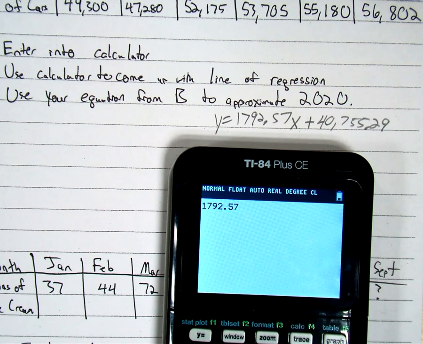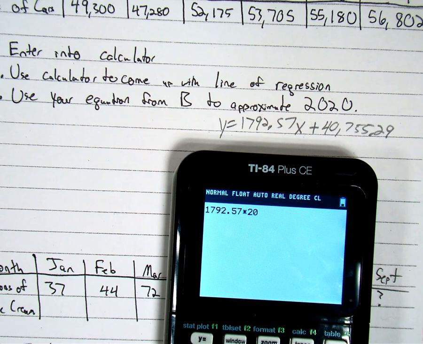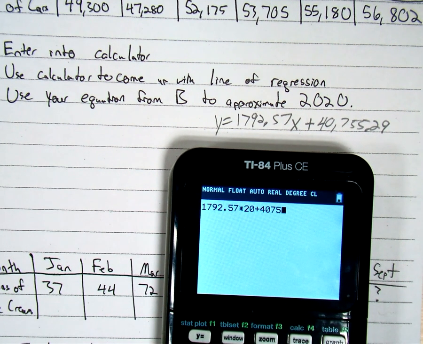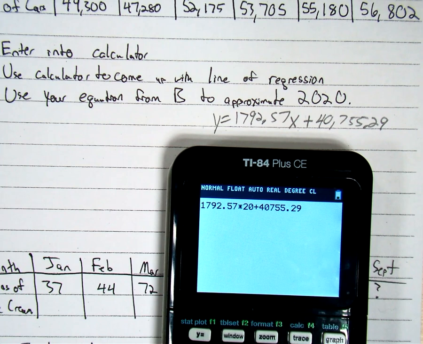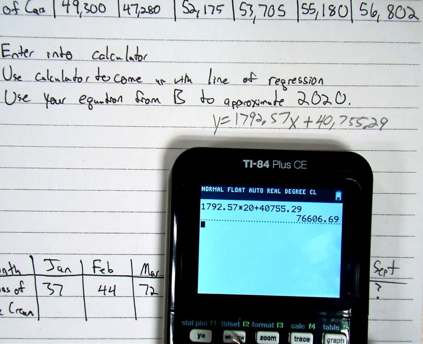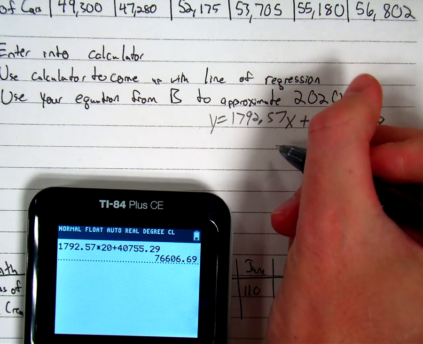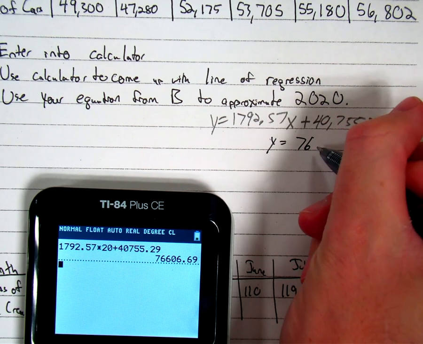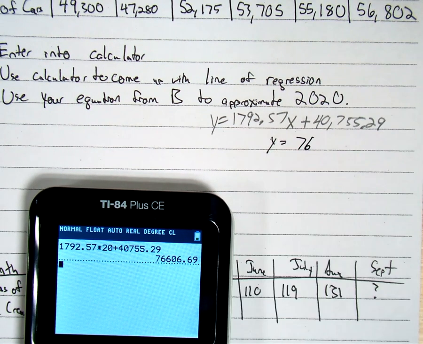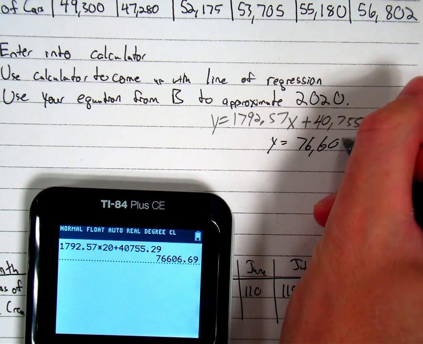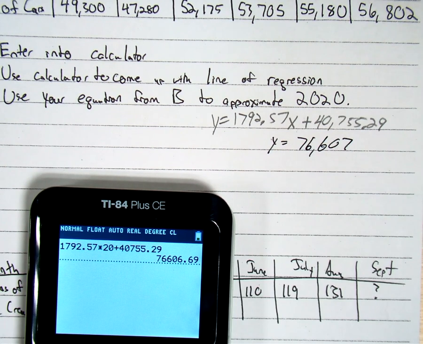I've got 1792.57 times 20 plus 40,755.29. So we're going to estimate here that in the year 2020, if this pattern continues, we're going to be selling 76,606.7. We'll round it up. We'll give ourselves the benefit of the doubt. We're going to sell that 607th car.